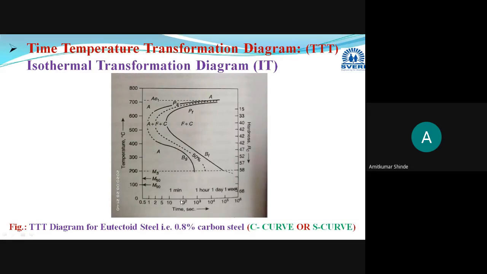Whichever diagram is shown here, this is the TTT diagram for eutectoid steel. Eutectoid steel means plain carbon steel with exactly 0.8% carbon. Whenever the carbon percentage in plain carbon steel is less than 0.8, it will be hypoeutectoid steel. If the carbon percentage is more than 0.8%, it will be hypereutectoid steel. This diagram is for eutectoid steel, exactly 0.8% carbon steel.